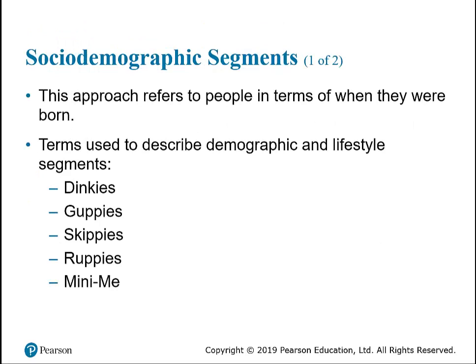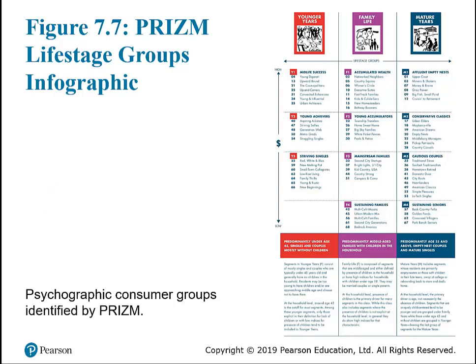Socio-demographic segments. Socio-demographic segments refers to people in terms of when they were born. Reviewing your textbook, what kinds of people do you think these labels describe, and do they make sense to you? Figure 7.7, Prism Life Stage Groups Infographic.